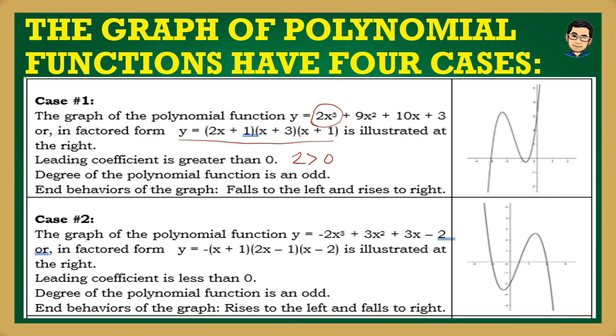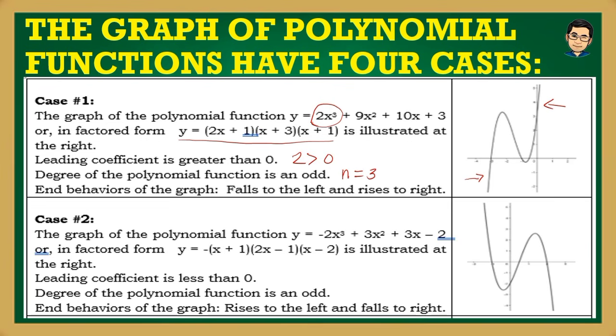So, paano siya naging odd? It's because the highest degree or the degree of the given function is 3, yung pinakamataas. And 3 is an odd number. And then, end behaviors of the graph falls to the left and rises to the right. So, kapag greater than 0, tsaka yung degree niya is odd, falls to the left, ayan, and then rises to the right.